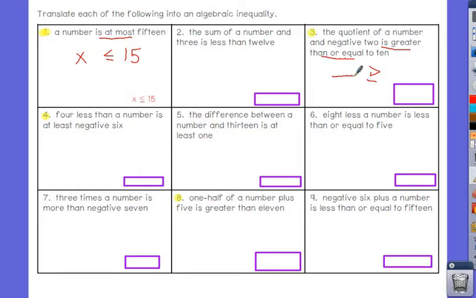Quotient means divide, and we're big kids now, so we use fraction bars for division. A number and -2. So how is that written? X over -2. And what is it greater than or equal to? 10. And I deciphered correctly.